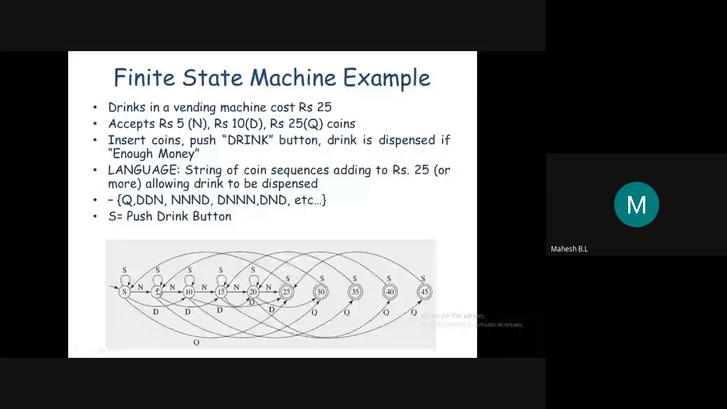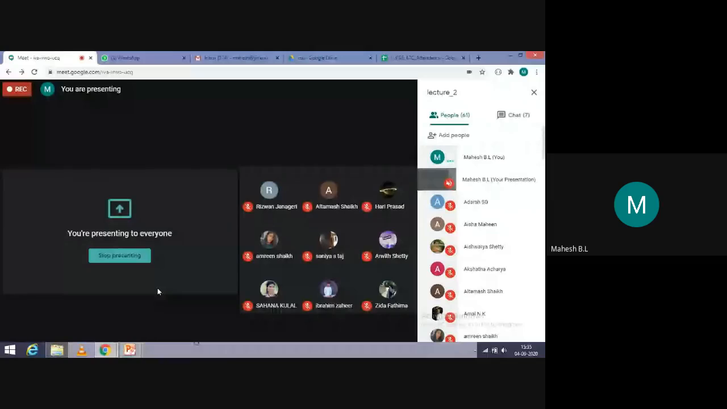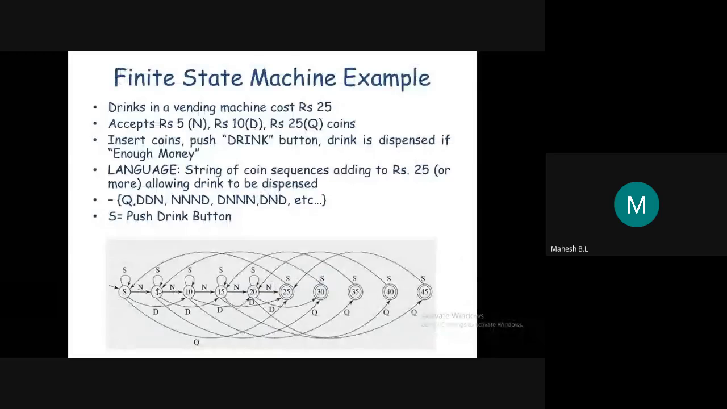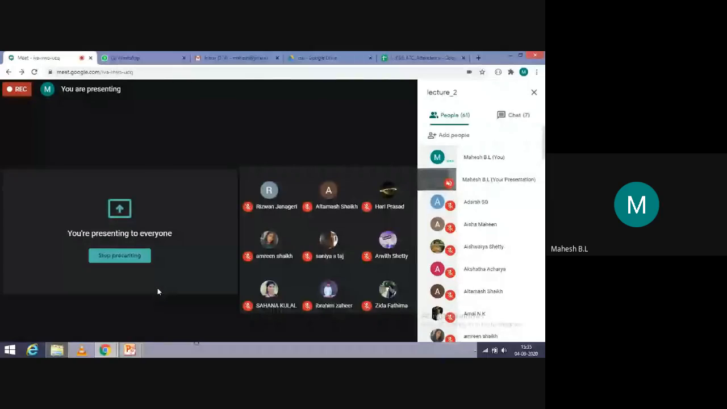So this is the finite state machine representing the working of a vending machine. I hope with this example you have understood the working of a finite state machine, how it can be used for designing of automated hardware. Is that clear?